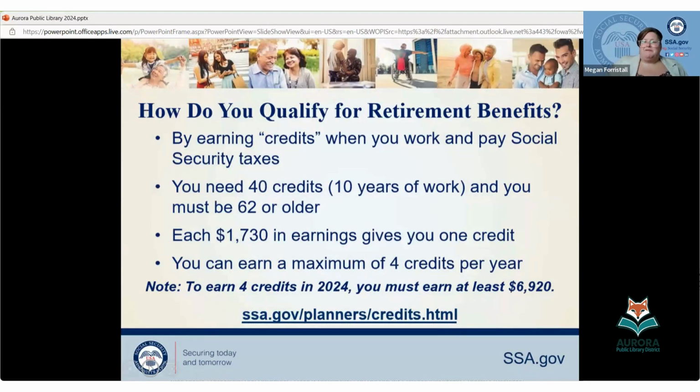So how you qualify for retirement benefits is when we're working, we're paying those Social Security taxes, and we're earning credits. So for retirement, you just need 40 credits in your lifetime to be able to draw a retirement benefit. As long as you get to 40, you're going to be eligible for that retirement benefit. You can earn up to 4 credits a year. This year, you only need to make $1,730 in Social Security tax earnings to get your 1 credit. So $6,920 this year would get your 4 credits for the year.